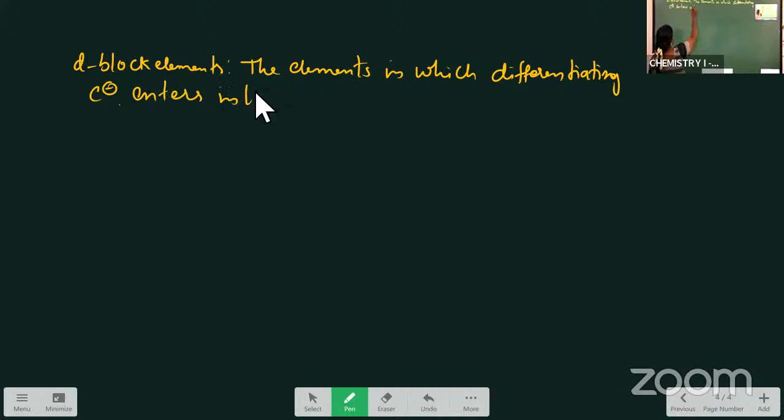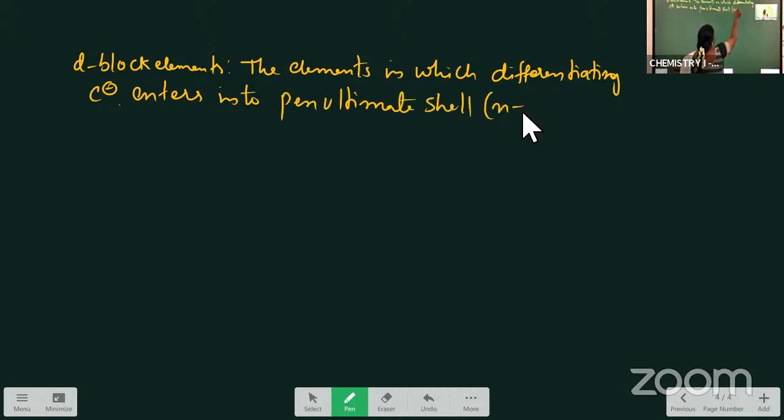the penultimate shell. What is this penultimate shell? The N-1d shell is called the penultimate shell. Such elements are called D block elements. The valence electron in these elements is called the differentiating electron. When the differentiating electron enters the penultimate shell, that is the N-1d shell, such elements are called D block elements.